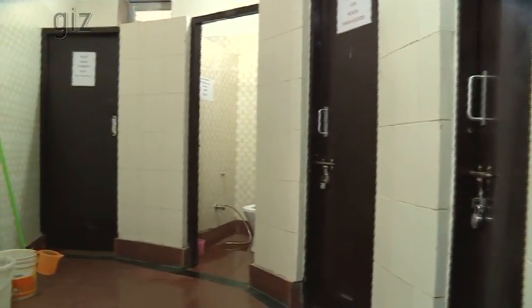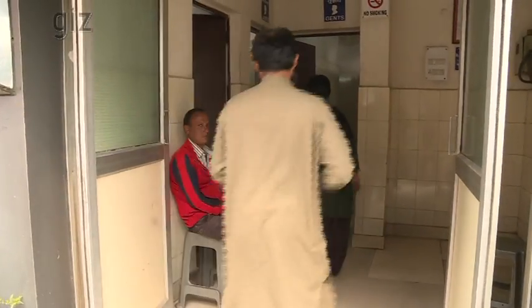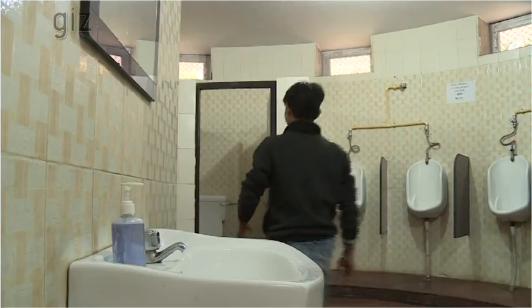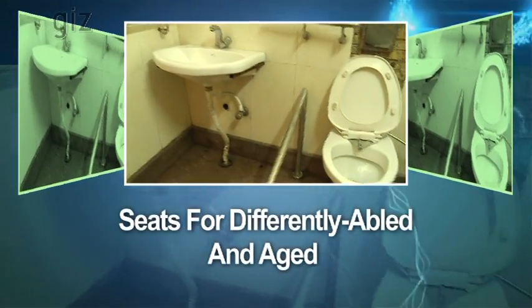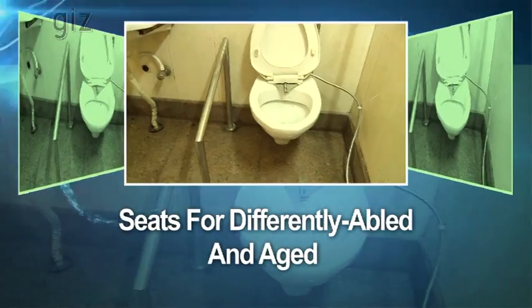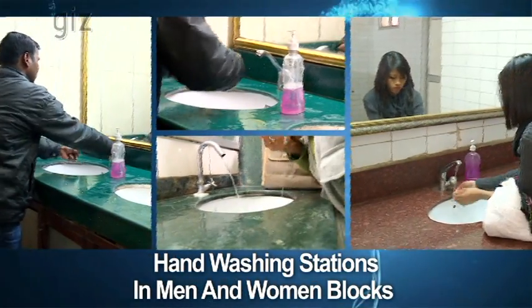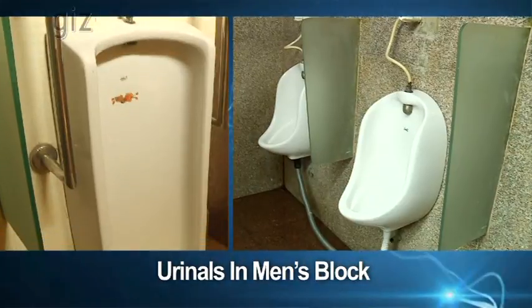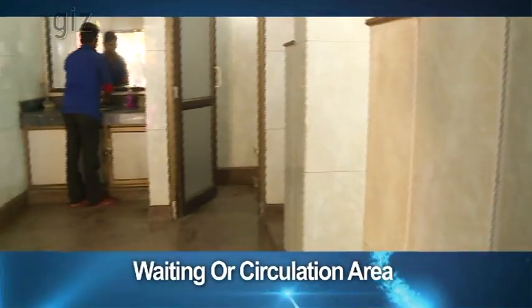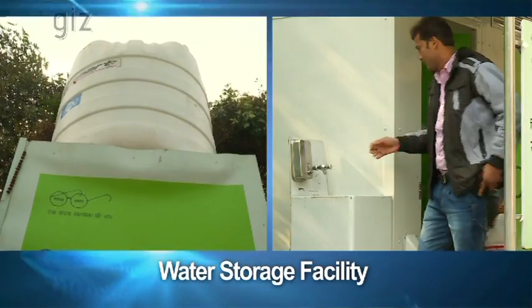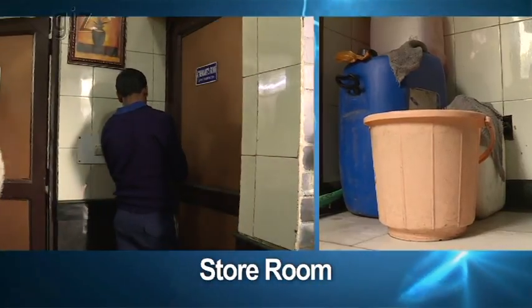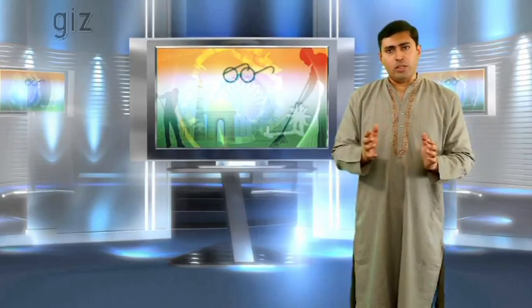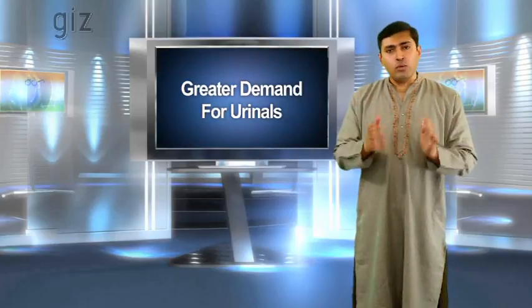The next component is ensuring the number of seats required. Similar to community toilets, each toilet should normally include separate toilet blocks for men and women with seats for differently abled and aged, hand washing stations in men's and women's blocks, urinals in men's blocks, a waiting or circulation area, a water storage facility, and a storeroom for storing cleaning equipment. In public toilets, usually there is a greater demand for urinals.